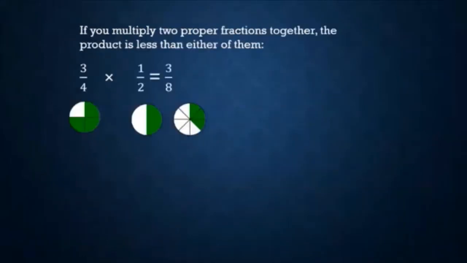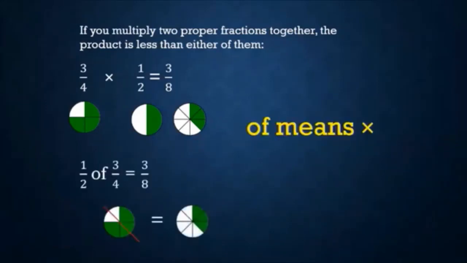And if we multiply two proper fractions together, the product is less than either of them. For example, if we multiply 3 by 4 into 1 by 2, we will get 3 by 8. 3 by 8 is smaller than both 1 by 2 and 3 by 4.